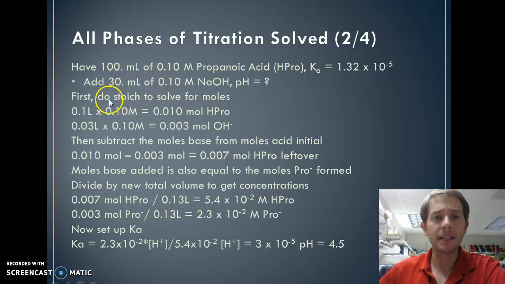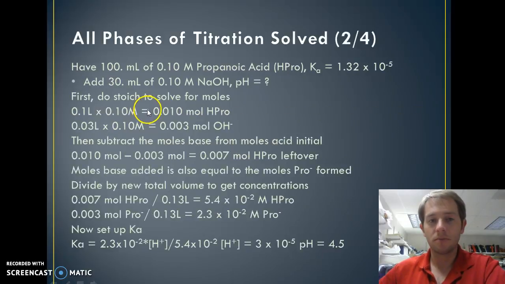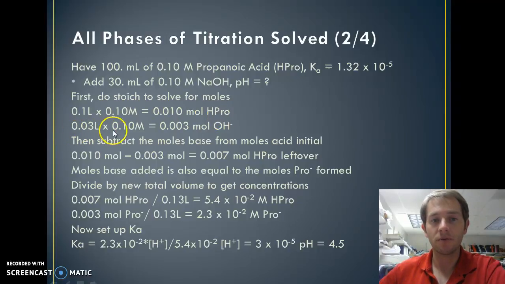If I go to the next phase, which is before equivalence point. So if I have 100 milliliters of 0.1 molar propanoic acid, and I add 30 mils of 0.1 molar sodium hydroxide, the first thing you want to do is some stoichiometry to solve for moles. So 0.1 liters times 0.1 moles gives you 0.01 moles of propanoic acid. 0.03 liters times 0.1 molar gives me 0.003 moles of hydroxide.